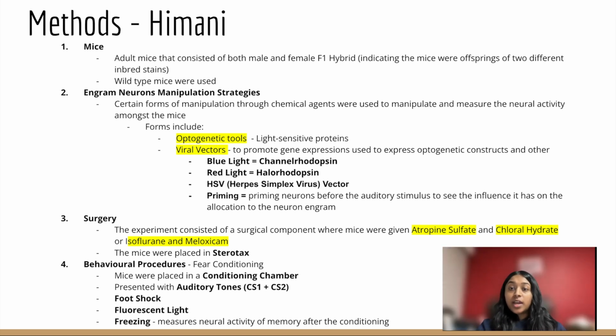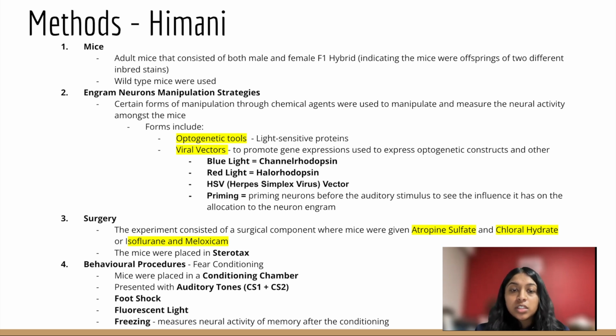So the methods and materials used in the study consist of adult mice that were both male and female, and F1 hybrid just means that the mice were offspring of two different inbred strains, since wild-type mice were used. Engram neural manipulation strategies was the method used in this study, so it was manipulation through chemical agents used to manipulate and measure the neural activity amongst the mice. Manipulation forms consisted of optogenetic tools, light-sensitive proteins, and viral vectors, which were known to help with gene expression and gene delivery amongst the optogenetic constructs.